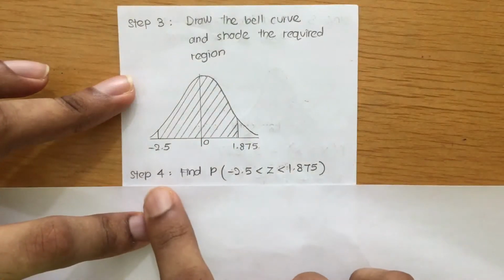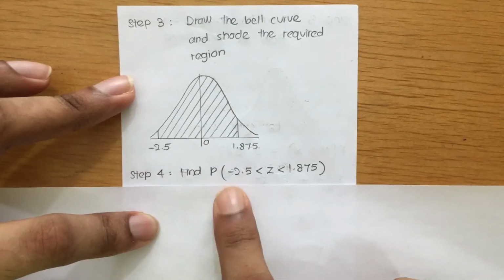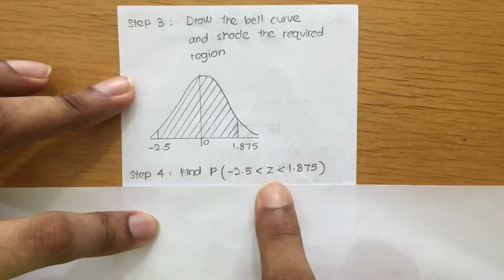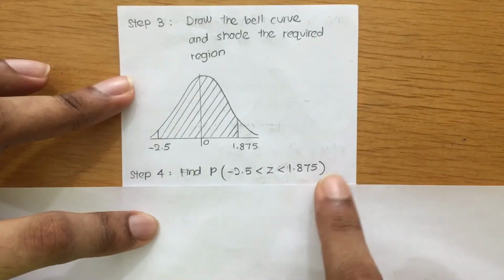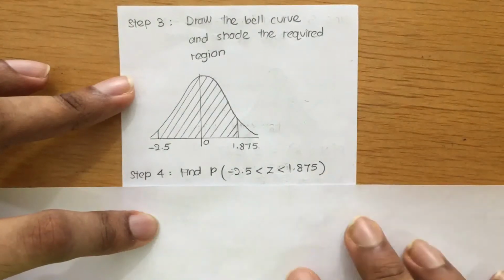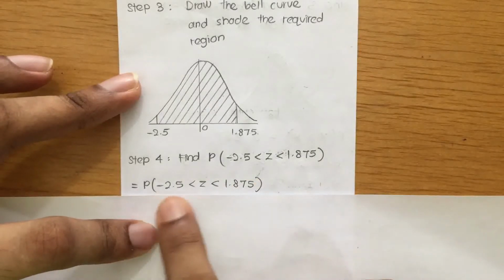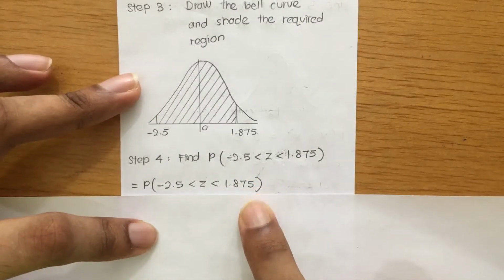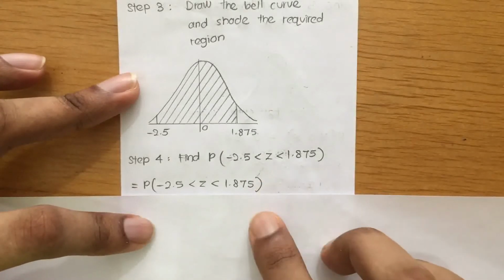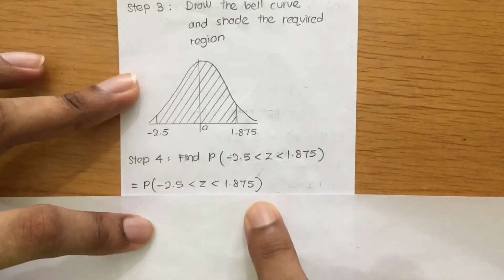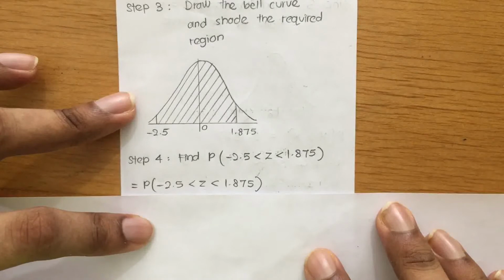So step 4, we need to find the probability of negative 2.5 less than z less than 1.875. Let us continue. So we rewrite the whole expression over here. From here, how do we continue, guys? How do we calculate this probability? Let me show you the working now.